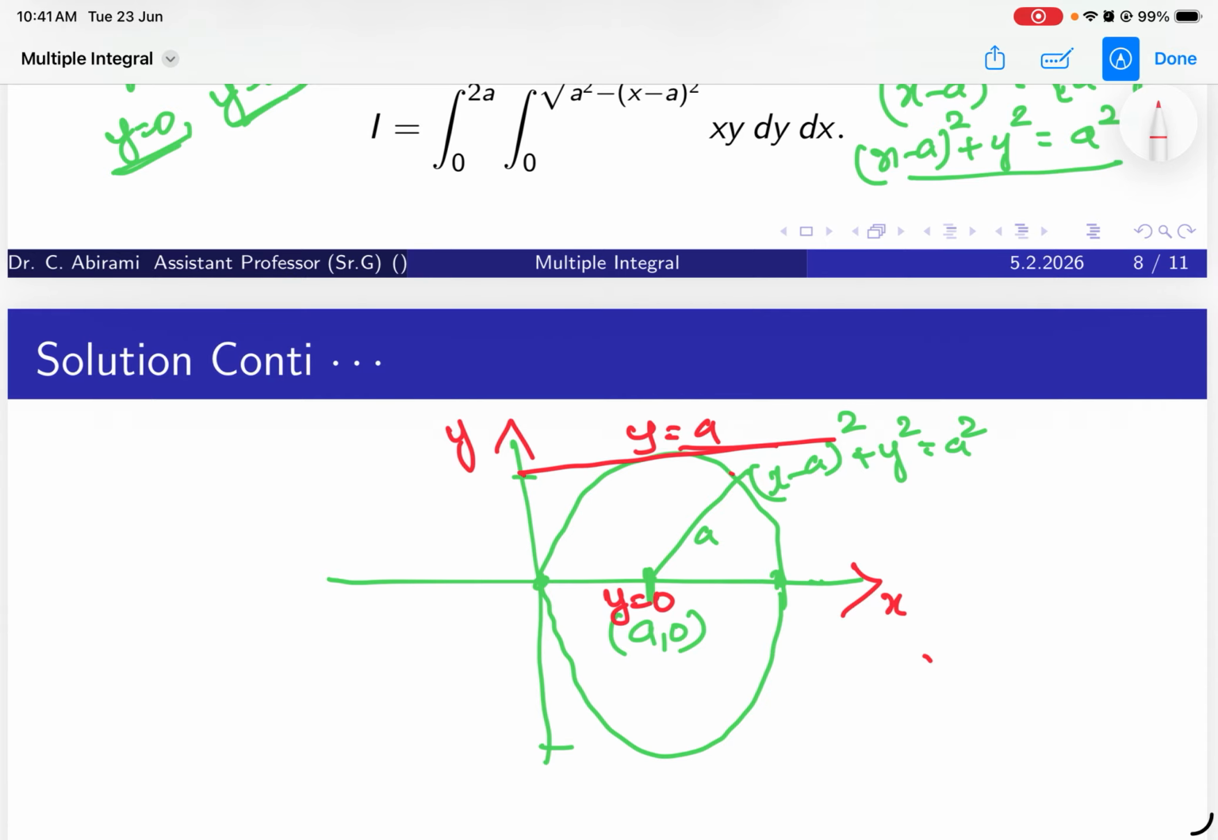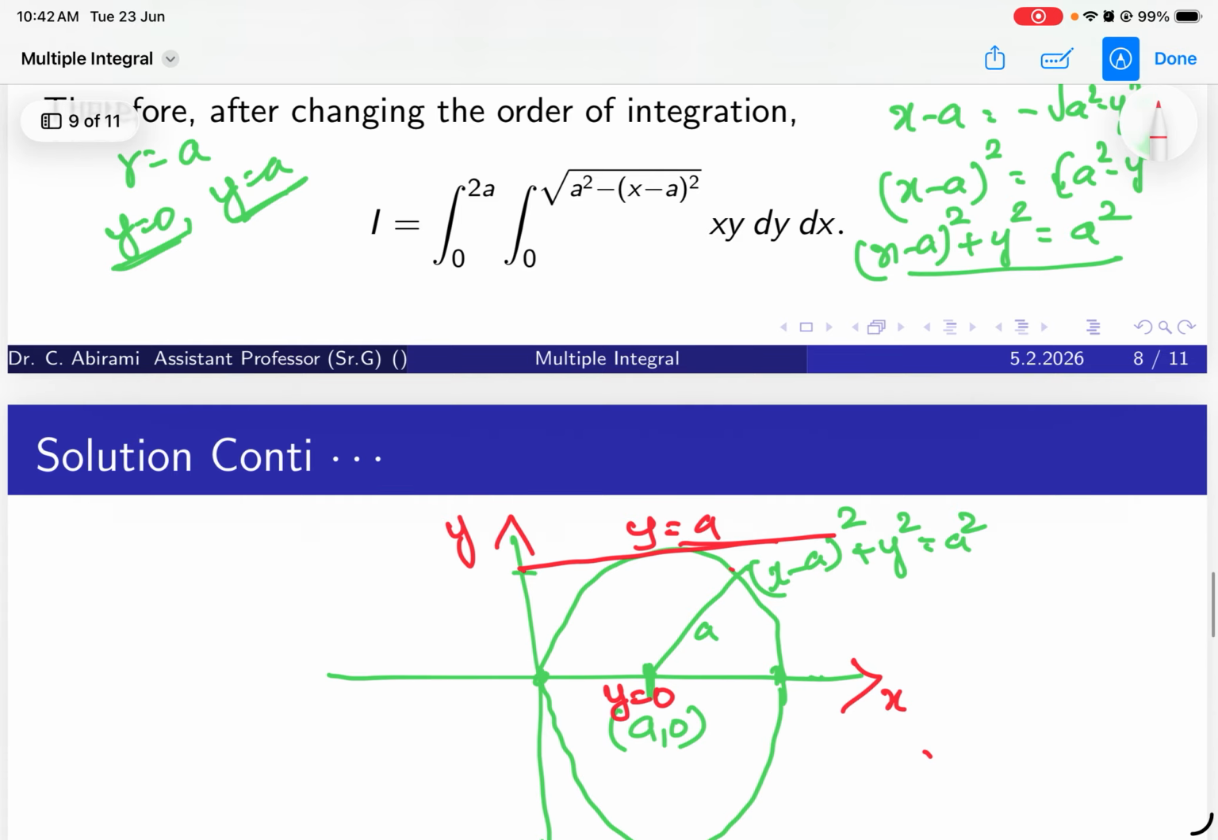So the region of integration is bounded by all the four limits. All the four limits means y is equal to 0, y is equal to a and the circle. So the upper half of the circle. This is your required region of integration. Okay, after this what are we going to do? We are going to change the order.